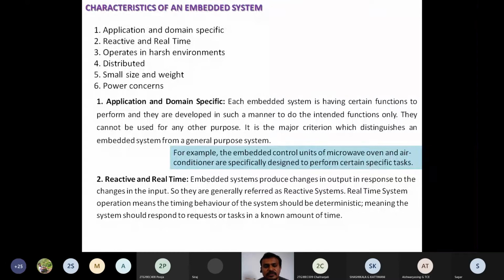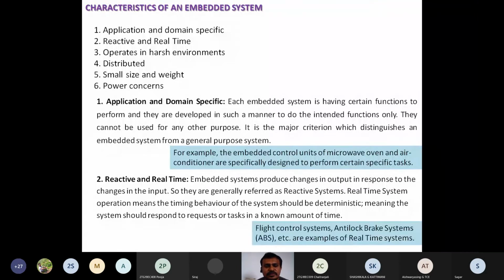Real-time system operation means the timing behavior of the system should be deterministic. That means the system should respond to a request or a task in a known amount of time. So within the given or known time, the system has to perform its task. Whatever the changes in the input, those will be processed by changing the states or the physical condition of the outputs. So that is the reactive and real-time characteristic.